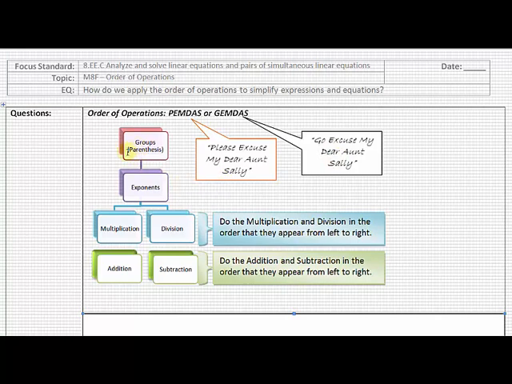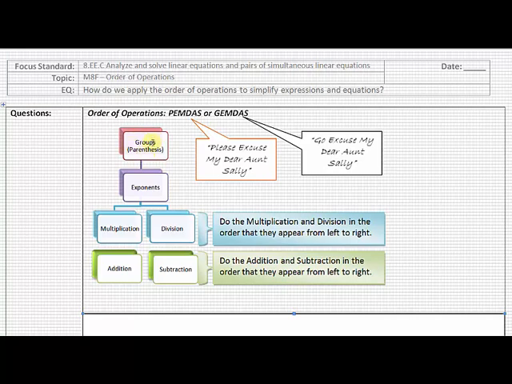So when this is initially taught, students are taught that it's P, parentheses, comes first, but there are a lot of different ways to group part of a problem together, and that might be a fraction bar, that might be brackets. So it goes beyond just parentheses to anything that is grouping a smaller part of the problem together. We want to do that first.